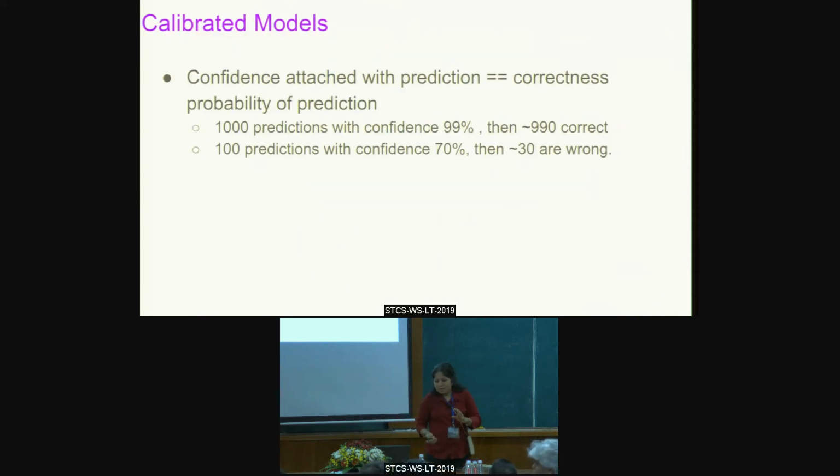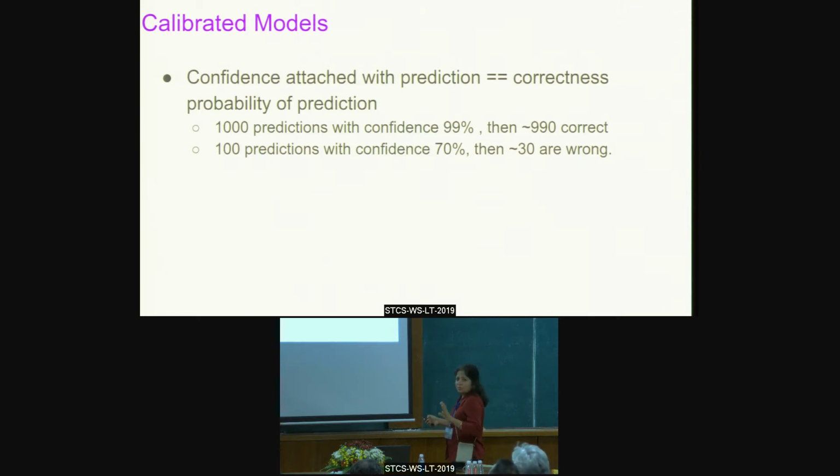Basically, what I mean is that we are talking about standard classification models. These are probabilistic models, and when they give you a label, they also attach a probability with that label prediction, which we can also think of as confidence. So you have a confidence attached to the prediction. If the model is calibrated, then the confidence attached is equivalent to the correctness probability of that prediction.